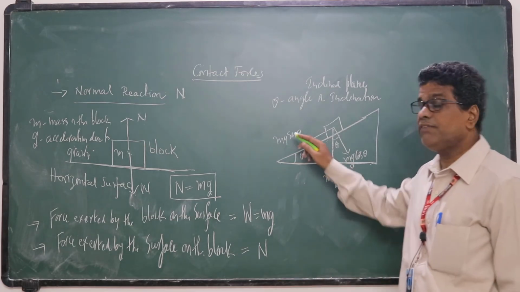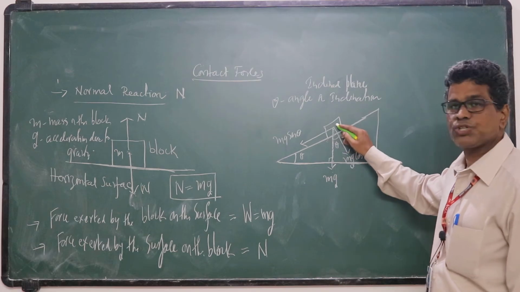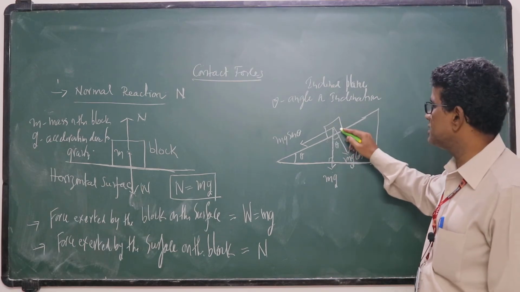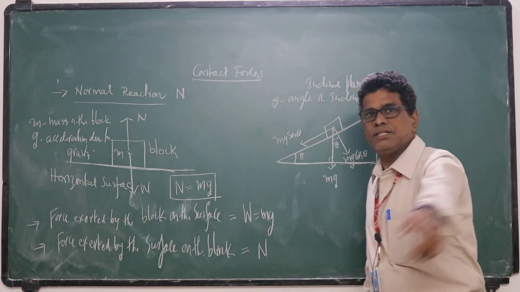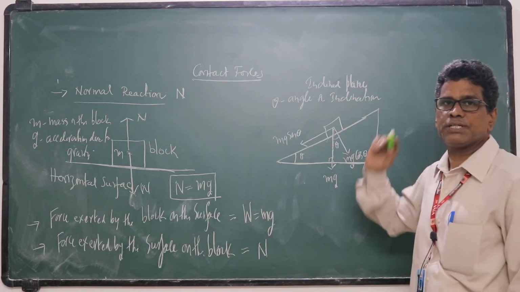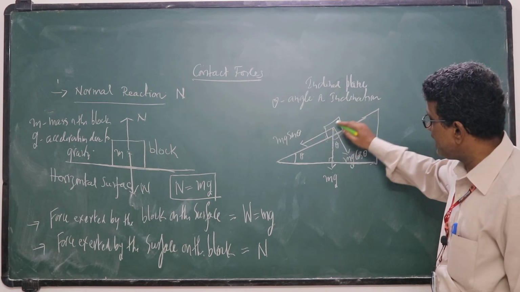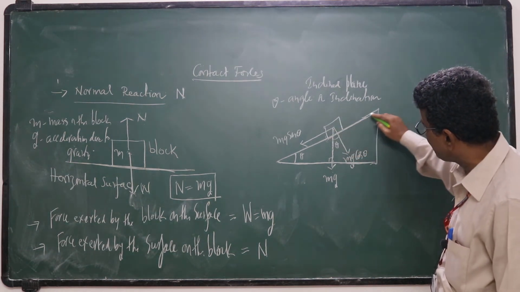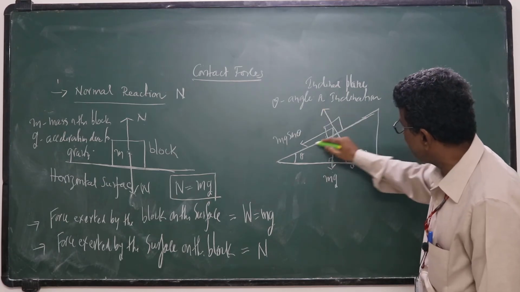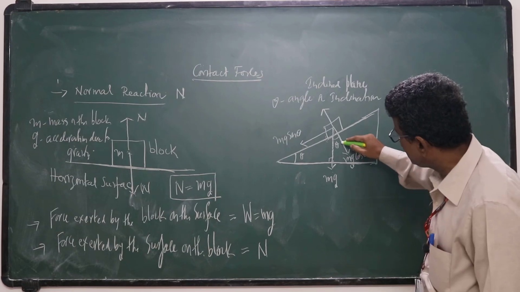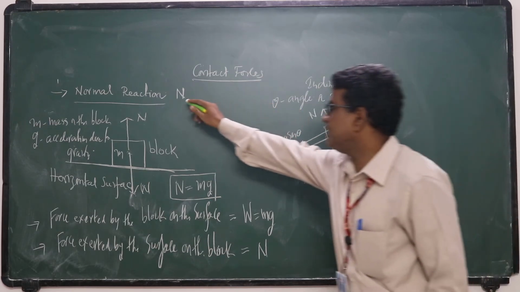This component of gravitational force is responsible for the motion of the block, because when you keep a block on the smooth inclined plane, it slides down because of this force mg sin theta. Here, on the surface, the block exerts a certain force on the surface. In turn, the surface exerts a force normal to the surface. That is called the normal reaction, N.